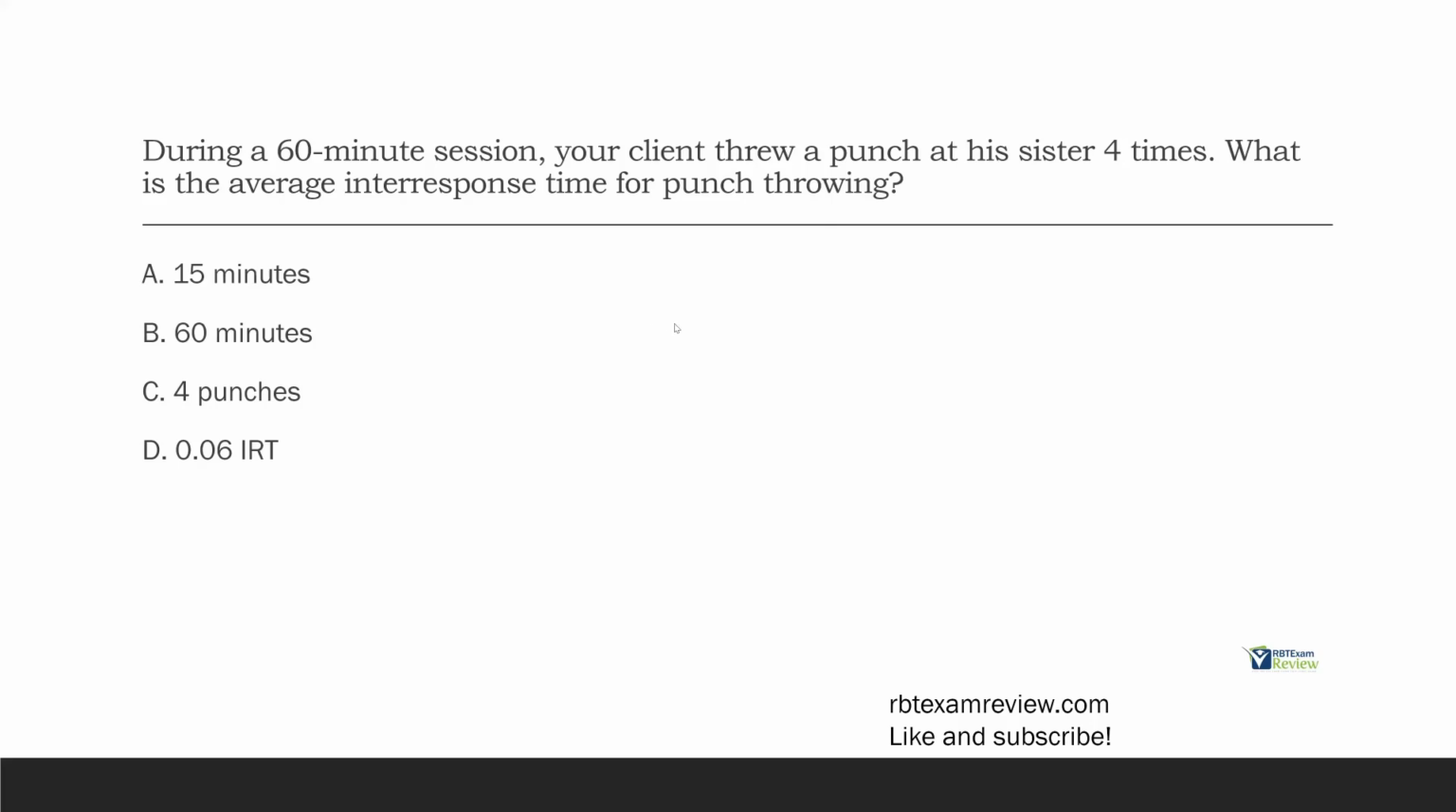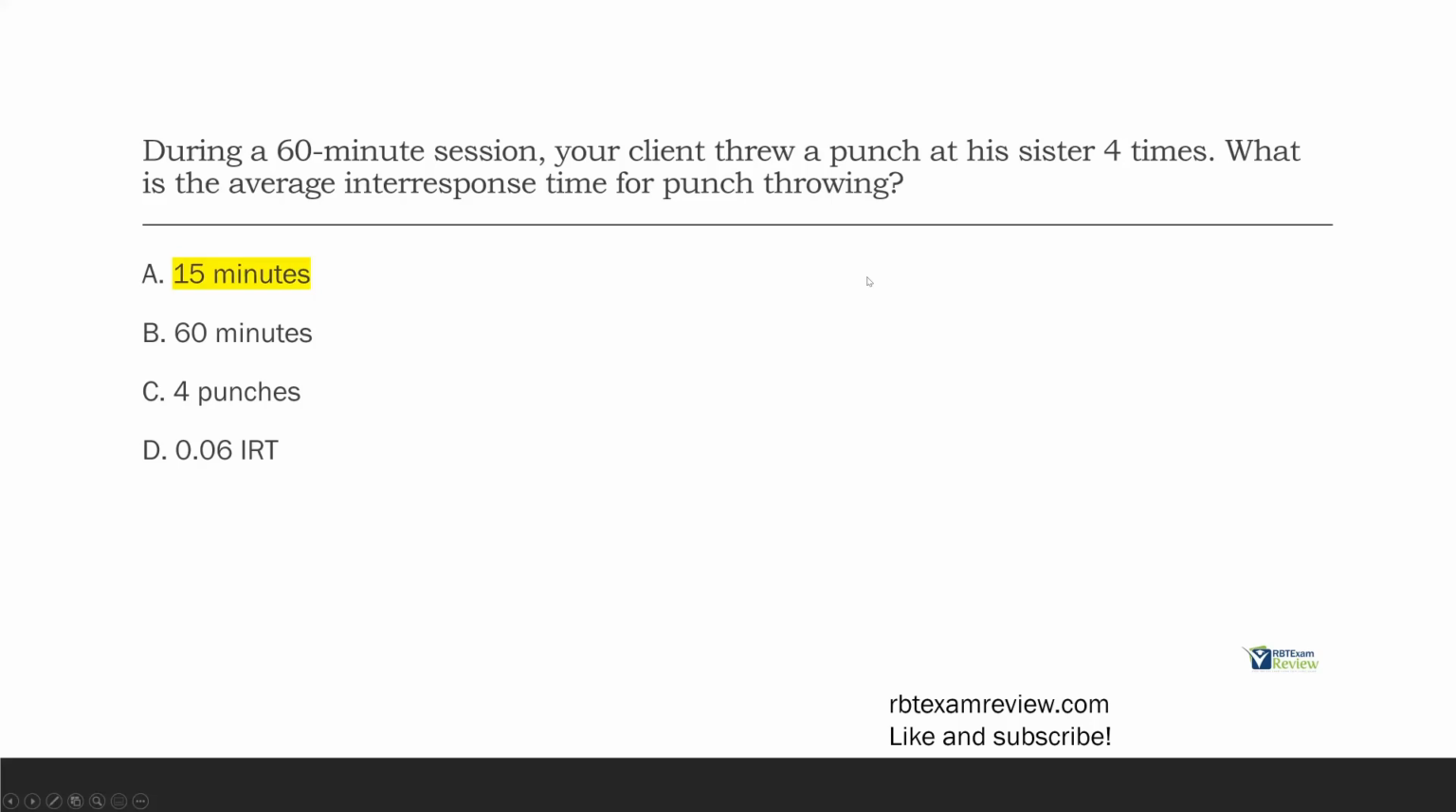You need to know what inter-response time is, and you need to know how to find an average. If you don't know how to find an average, it's a very simple calculation. We're just taking our total time right here, 60 minutes, and dividing it by how many responses? Just 4. So every 15 minutes, we had a response. So our average IRT, the average time in between punches, would be 15 minutes.